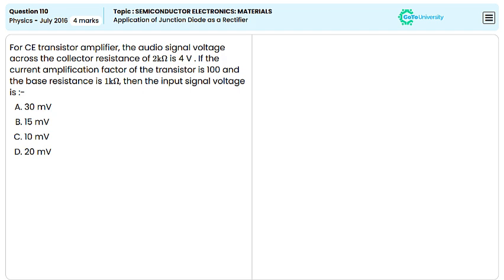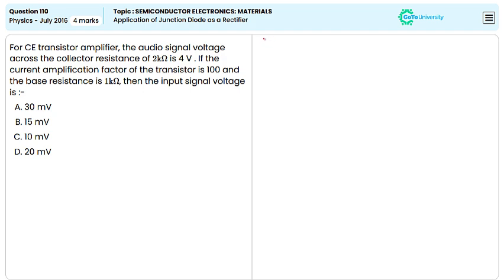For a CE transistor amplifier, the audio signal voltage across the collector resistance of 2 kilo ohms is 4 volts. If the current amplification factor of the transistor is 100 and the base resistance is 1 kilo ohms, then what will be the input signal voltage?